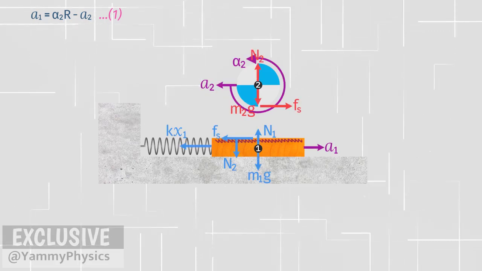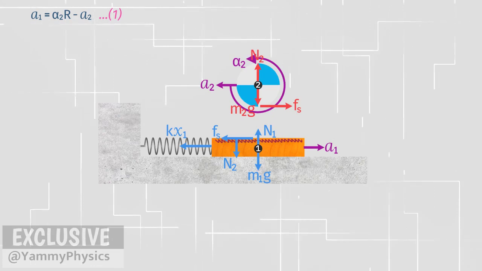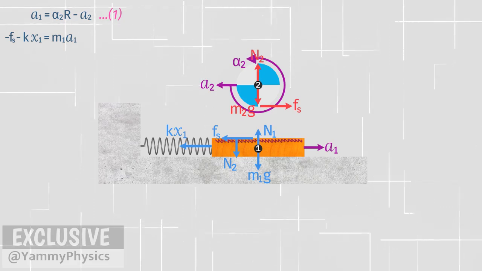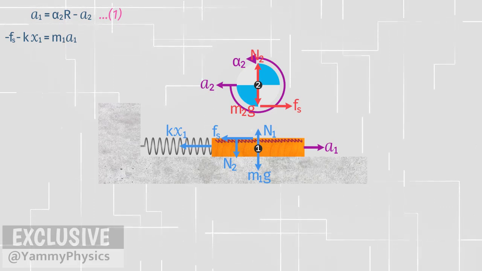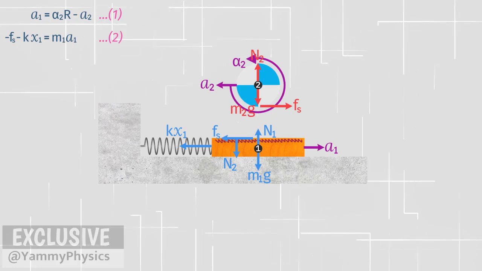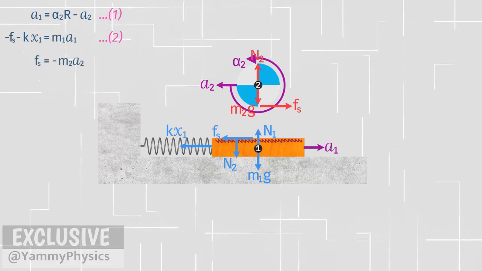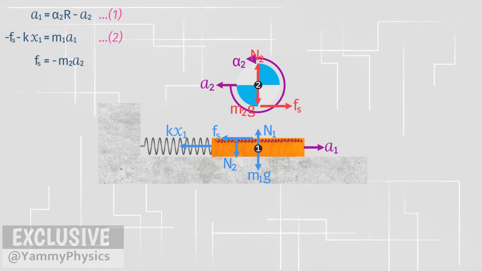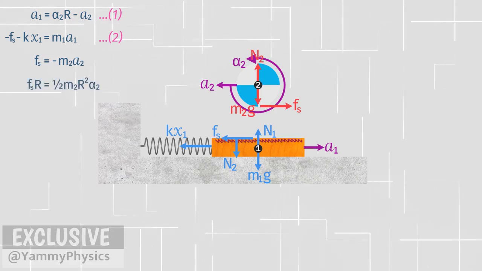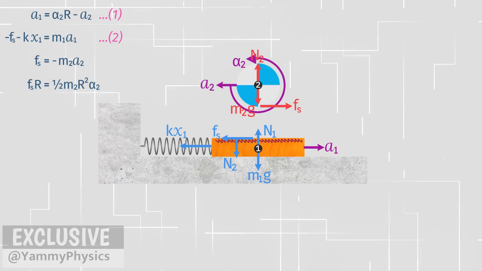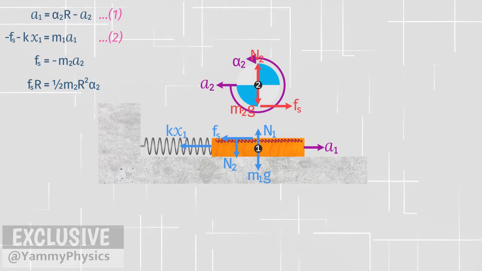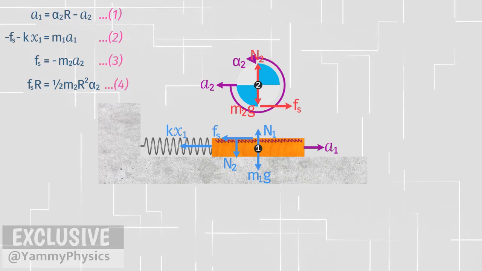All of these forces will interact to form a resultant force. The resultant horizontal force on the board, minus Fs minus Kx1, is equal to m1a1. This is equation 2. The resultant horizontal force on the cylinder, Fs, is equal to minus m2a2, because the direction of a2 is to the left. The resultant torque on the rotation of the cylinder, Fs R, is equal to half m2 r squared alpha2, because the moment of inertia of a solid cylinder is half m r squared. Let's call these two equation 3 and equation 4.